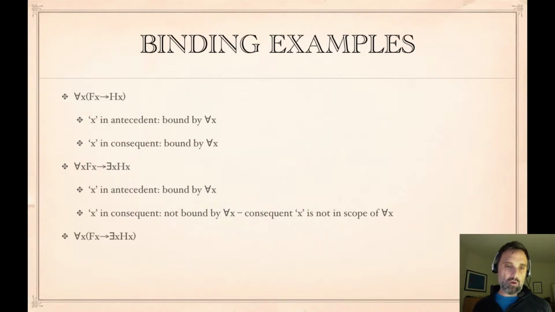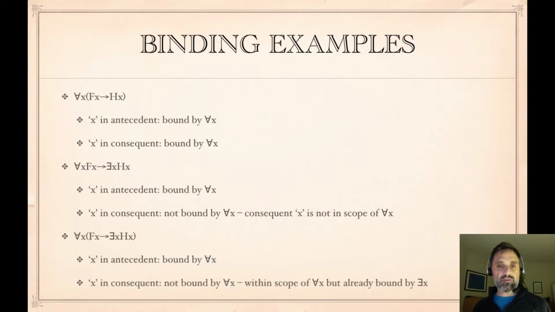And now we have for all x, if Fx, then some x Hx. Okay, so the x in the antecedent is again bound by the universal x. The x in the consequent is not bound by the universal x. Why? Because it's also within the scope of the some x, and the some x is closer in the tree to the x in Hx than the universal is to the x in Hx.